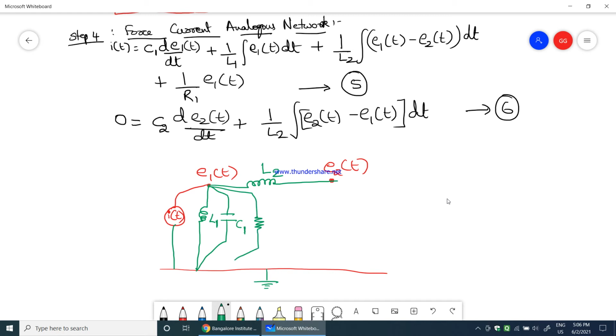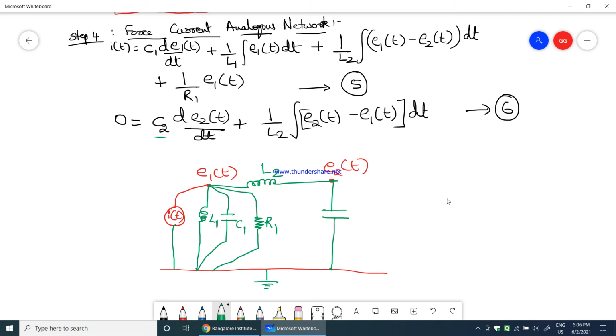R1. Anyway, you can connect it anywhere you want in this line. So these are the components which get connected to the node E1 of t. Now what exactly is E2 of t connected to? You need to have continuity. You can't leave it open here. So we have C2 which is connected only to E2 of t. Therefore you will have a capacitor connected to E2 of t. Okay, this is the force current analogous network.